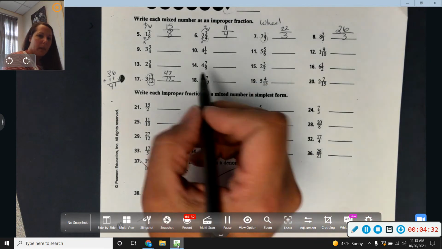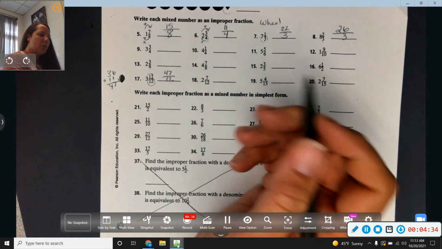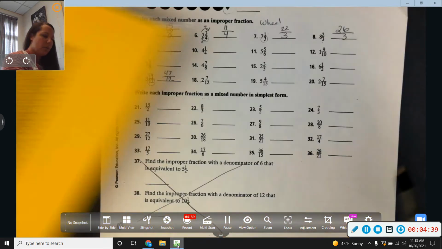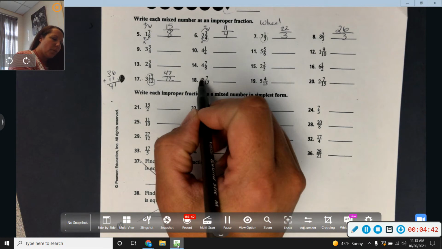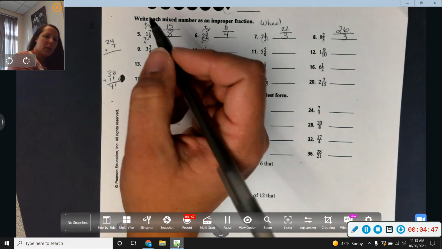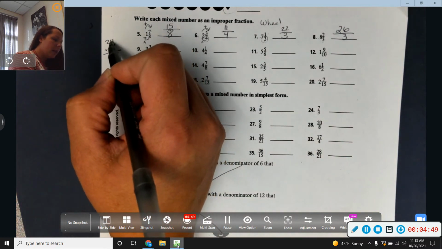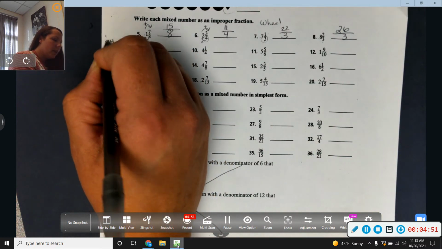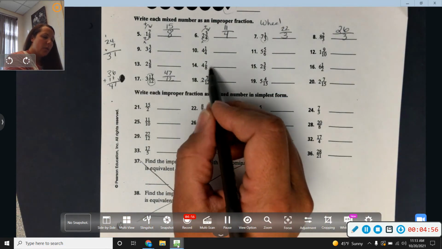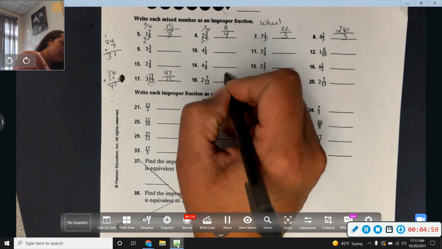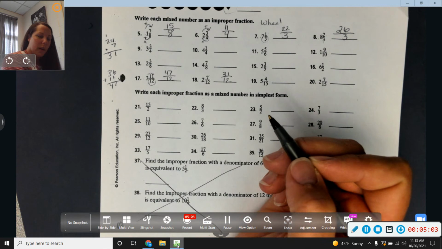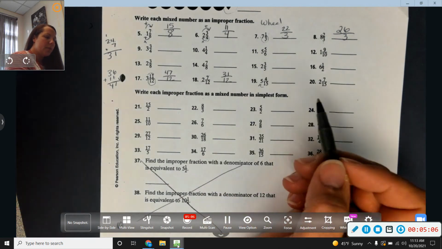Okay, 12 times 2, not sure. Go here, down to 2, 24. So we have 12 times 2 is 24, plus 7. Maybe you need some help with that, not doing it in your head, and that's okay. 7, 8, 9, 10, 11. Carry the 1. 2 plus 1 is 3, so we have 31. 12 times 2 is 24, plus 7 is 31, and my denominator is still 12.